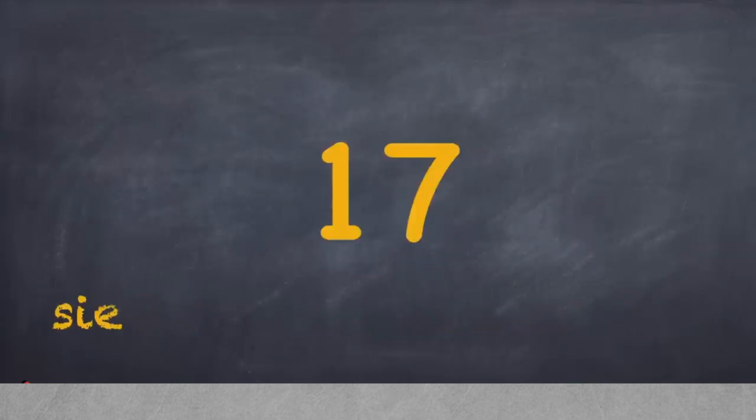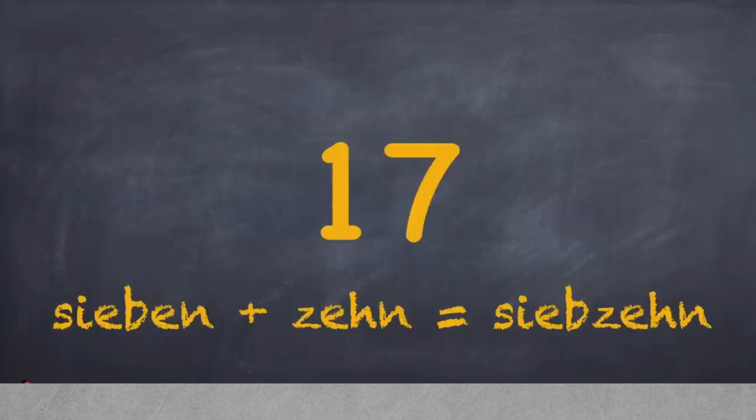Also, the next number is slightly exceptional. Siebzehn. Instead of sieben-zehn, you say siebzehn. Once again, siebzehn. In this case, you remove the en from sieben and add it to the zehn. Siebzehn.